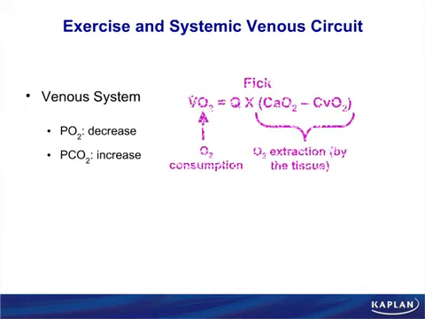As we would predict from the Fick equation, venous PO2 is going to go down. Remember, oxygen consumption went up, so what's going to happen in skeletal muscle? Flow is going to go up, extraction of oxygen is going to go up. That means venous PO2 will fall. As we would also predict, PCO2 is going to go up because we're generating more CO2 as a result of metabolism. So venous CO2 will go up, not arterial, but venous. Lungs do their job.